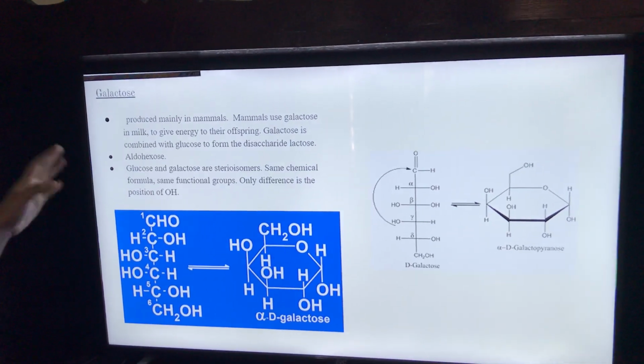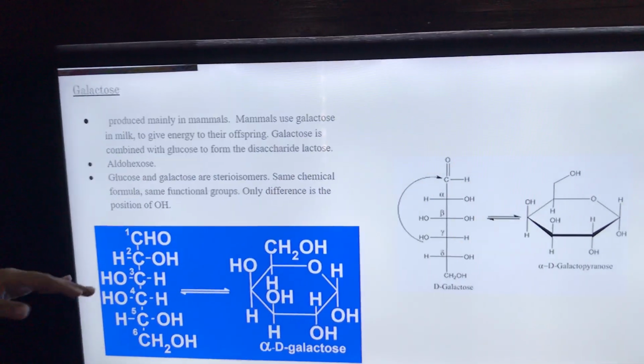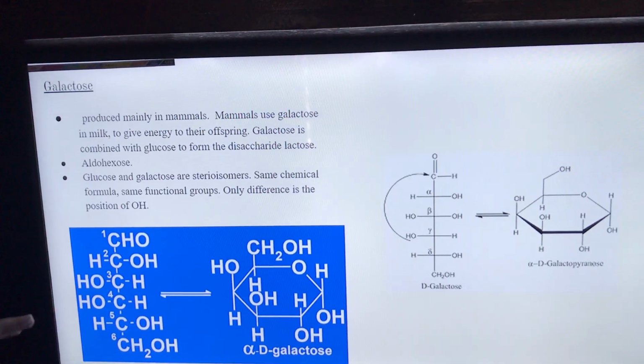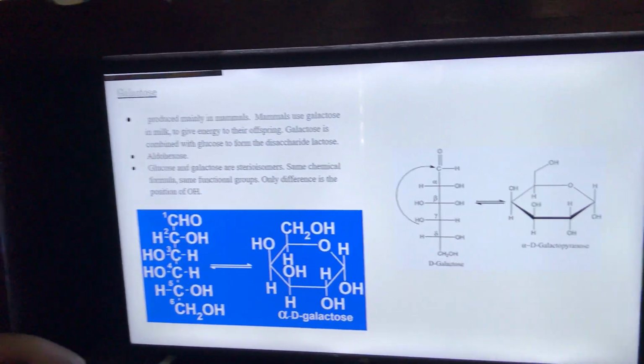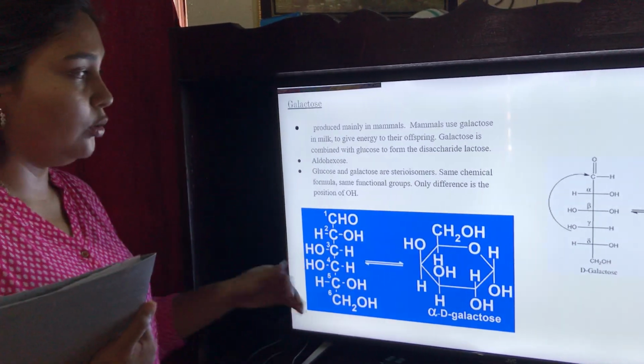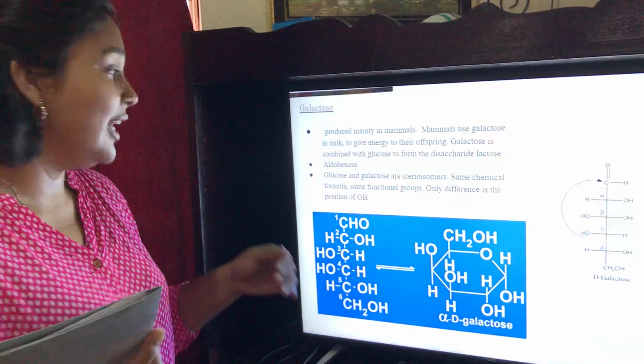So the next one is galactose. Galactose is produced mainly in mammals. Mammals use galactose in milk to give energy to their offspring. And galactose is combined with glucose to form the disaccharide lactose.